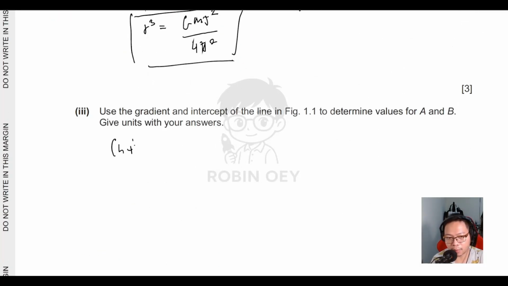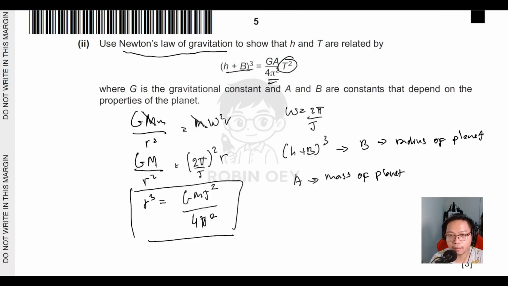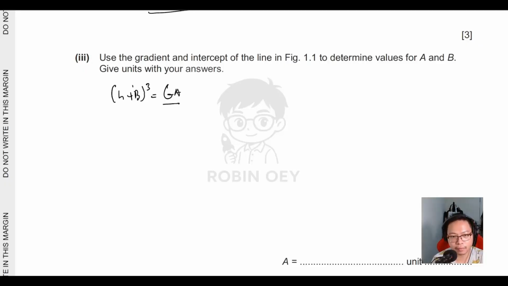So we start from (h + b)^3 equals G A over 4 pi squared times t squared. Now if I want to look for the b, the h plus b must be equal to the cube root of G A over 4 pi squared, and then the t must be in the form of t to the power of 2 over 3.